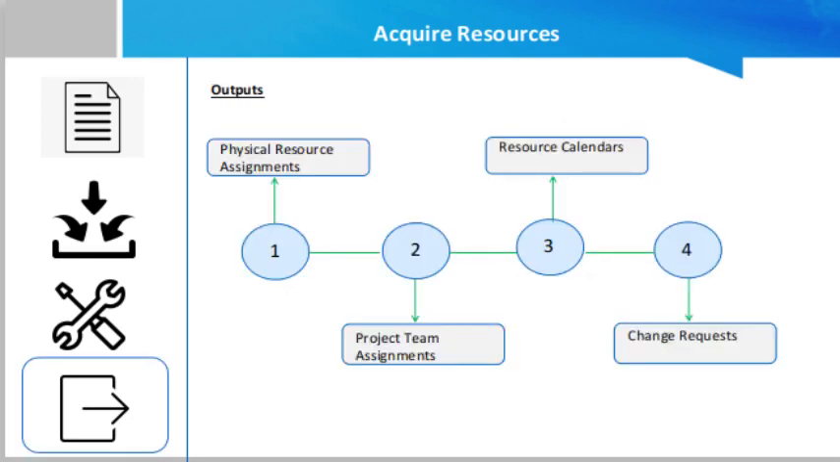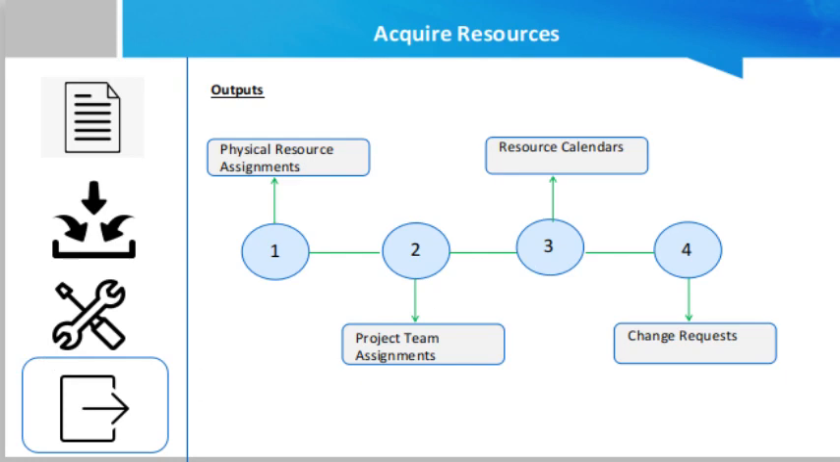Then if we talk about the outputs of this process, first output is the physical resource assignments. Documentation of the physical resource assignments records the material, equipment, supplies, locations, and other physical resources that will be used during the project. Project team assignments. Documentation of the team assignments records the team members and their roles and responsibilities for the project. Documentation can include a project team directory and names inserted into the project management plan, such as project organization charts and schedules. Then the resource calendar.